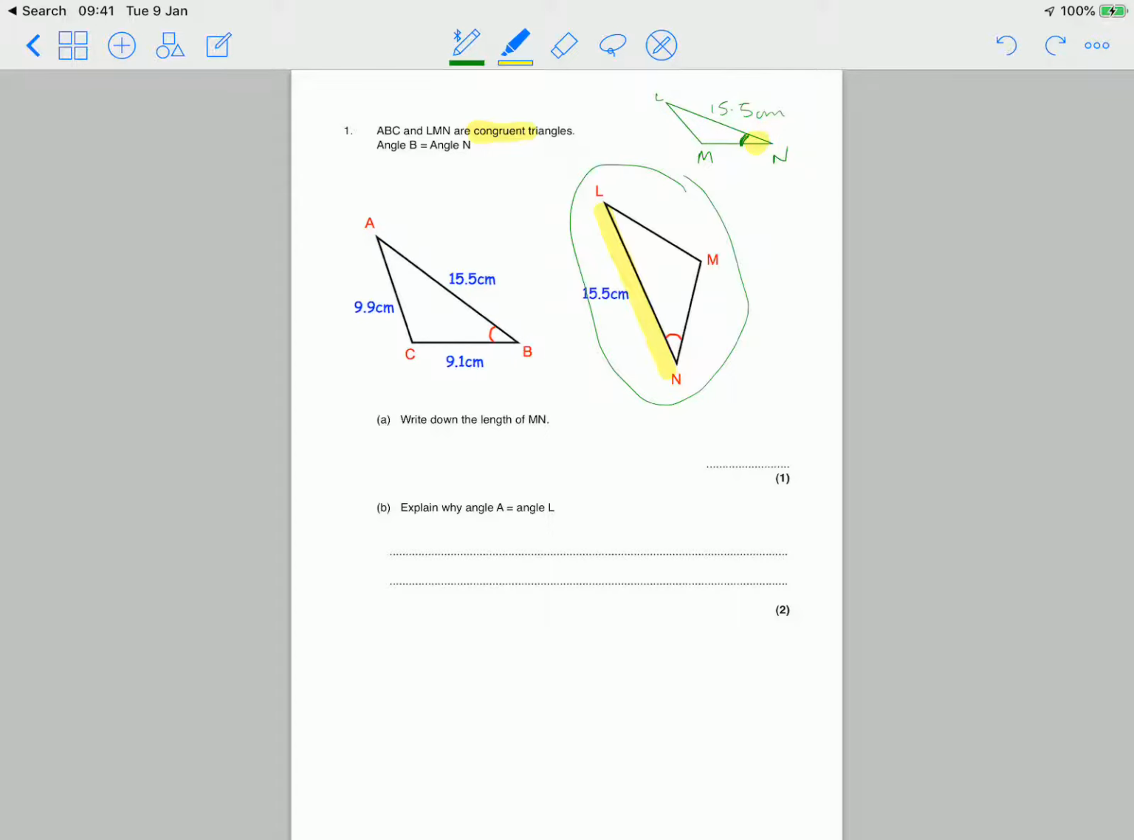Looking at my 2 diagrams now, I can see that for this first question here, write down the length of MN. On my picture, MN is across the bottom. So on my second triangle, it would be across the bottom, 9.1 centimetres.